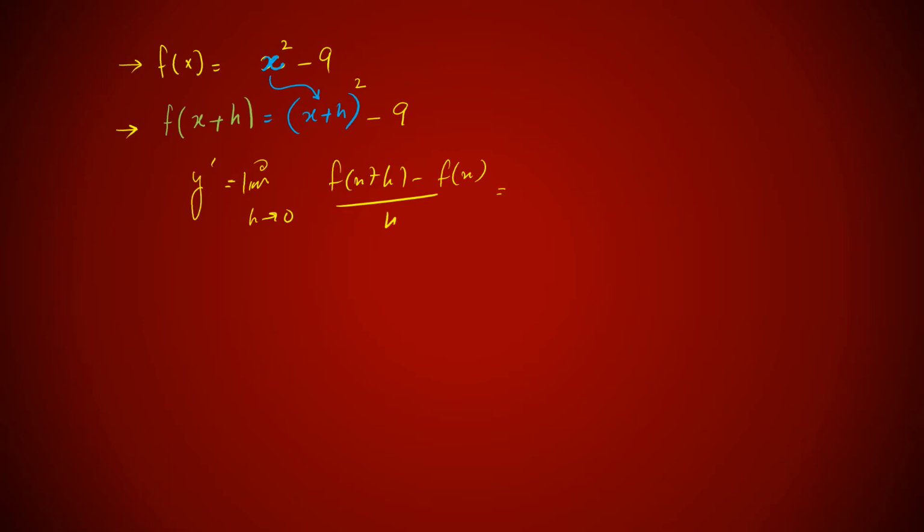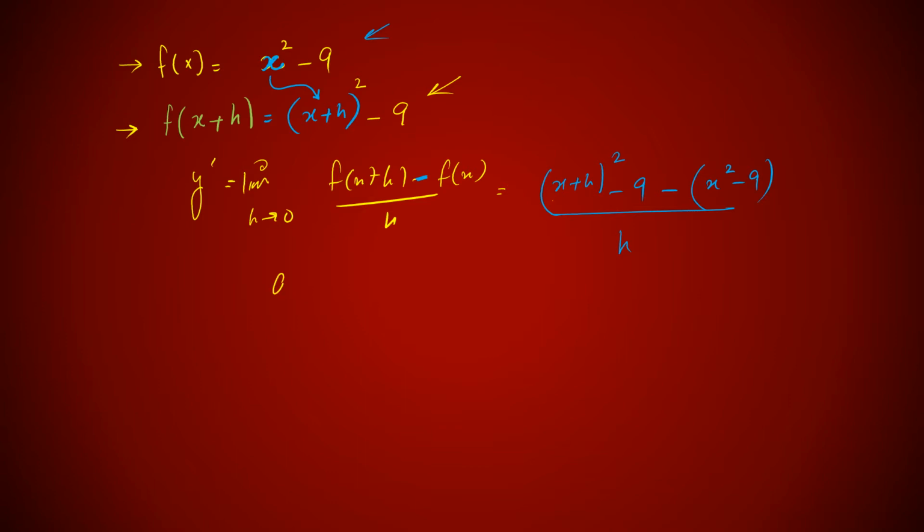So just put down your values over here. So f of x plus h is here. That means it is equal to x plus h whole square minus 9. Then in the formula there is minus, so you write minus and then the quotient. The quotient is x square minus 9 over h. Now understand that x plus h whole square, you cannot just write down x square plus h square. It is the perfect square of the binomial.